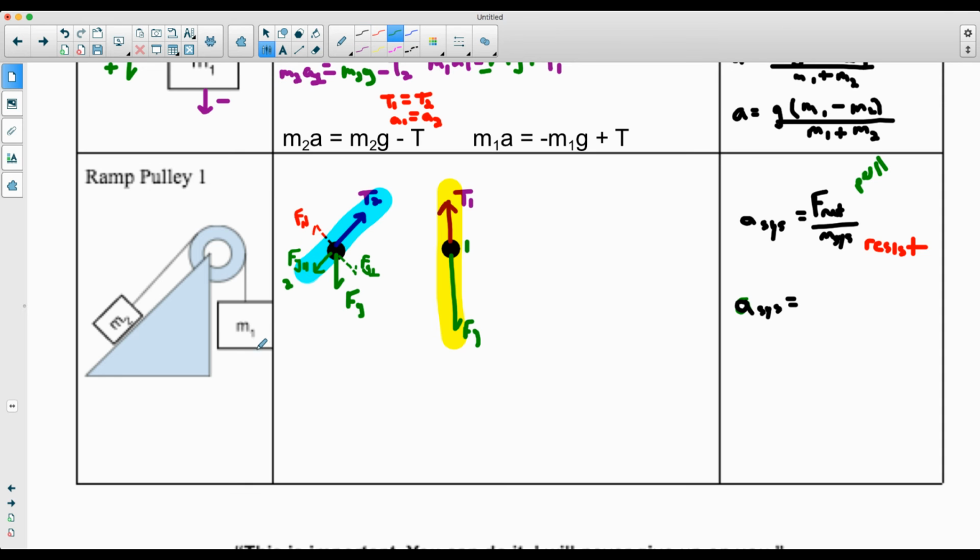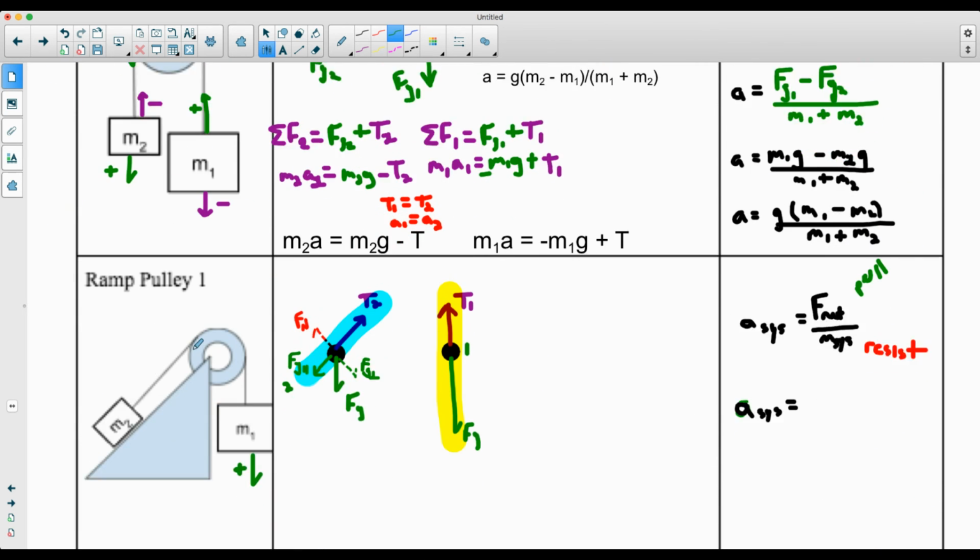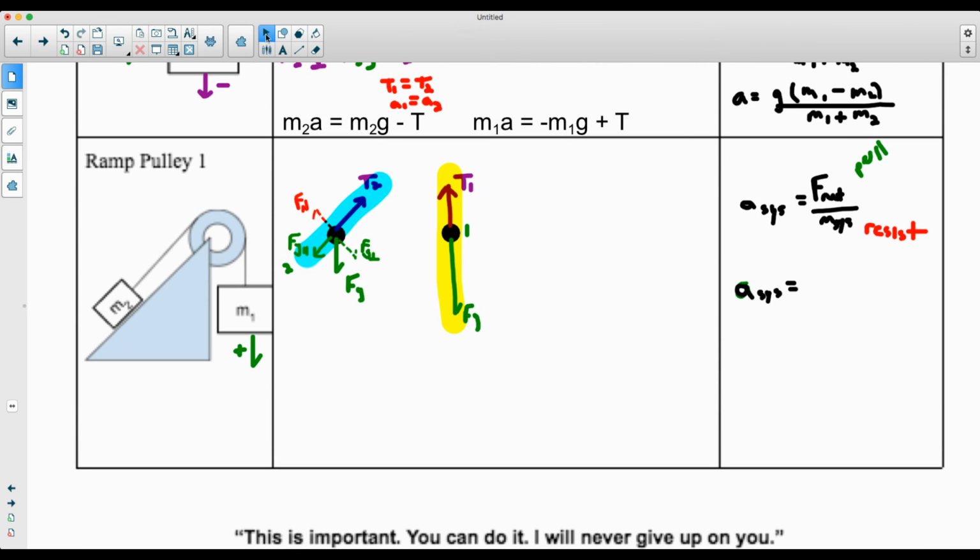So we're going to be a little smarter this time. We're going to call the direction of acceleration positive. That'll be our positive direction. I switched it up here, but the truth is it doesn't matter. It still works. But let's call the direction of acceleration positive. That's a good habit. All right. So what is pulling with the direction of acceleration? Well, clearly the weight of block 1.